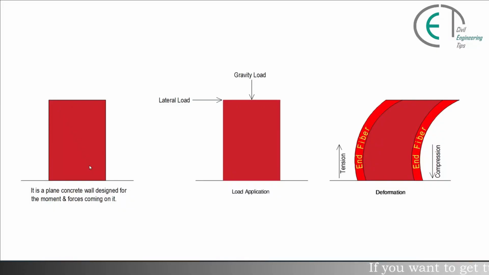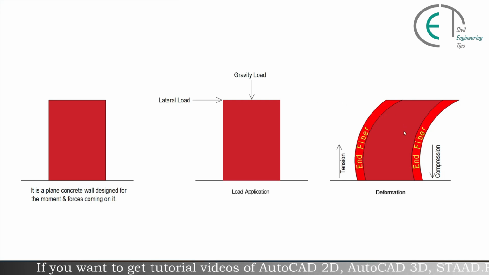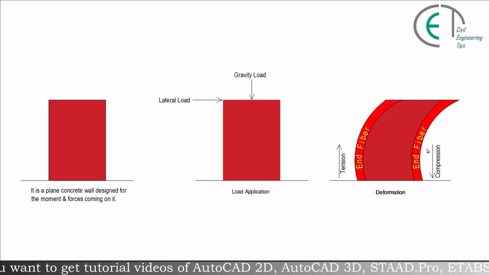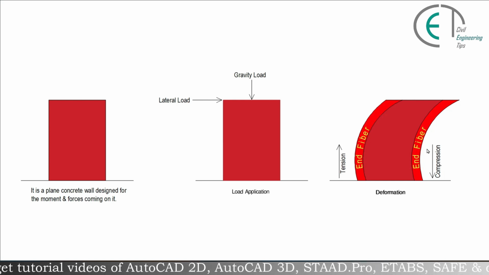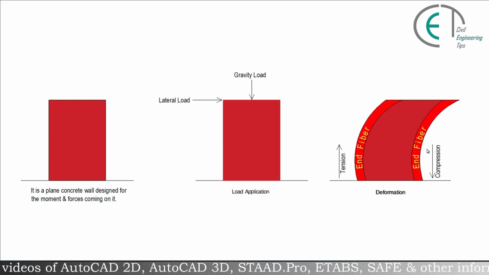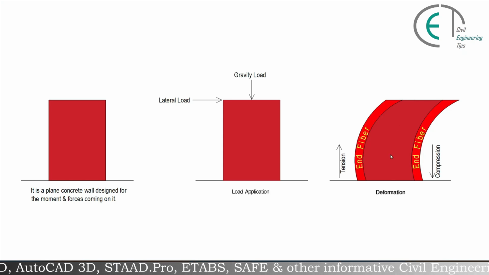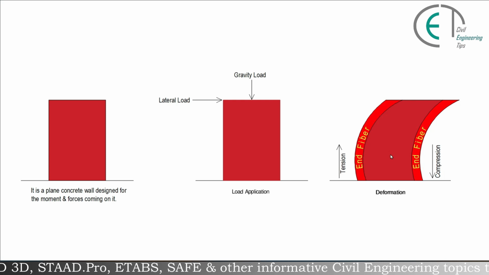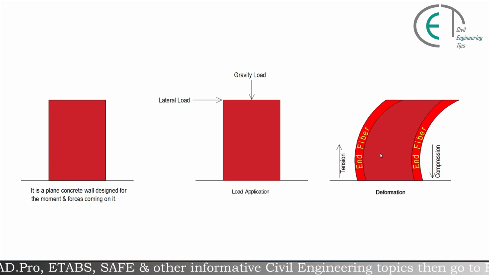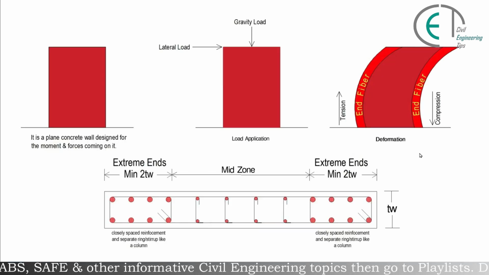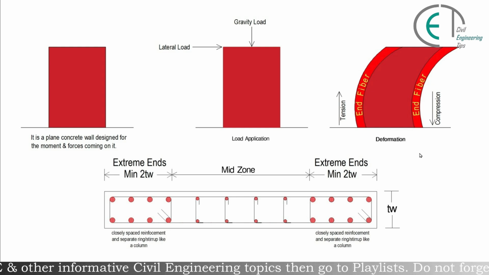It's a plain concrete wall designed for the moment and forces coming on it. When the lateral load and the gravity load are applied on this shear wall, it gets deformed like this. So the strength requirement in these end fibers will be higher. As the strength requirement is higher at the end zones and lesser in the mid zone, we'll provide closely spaced reinforcement or column-like reinforcement at the end zones. The strength requirement in end fibers will be higher.